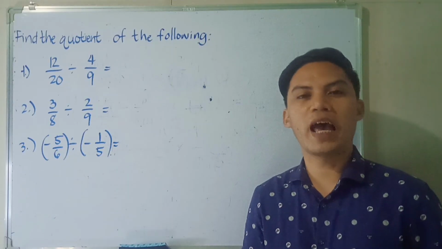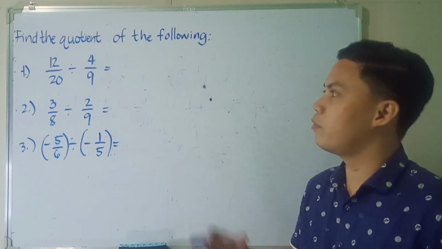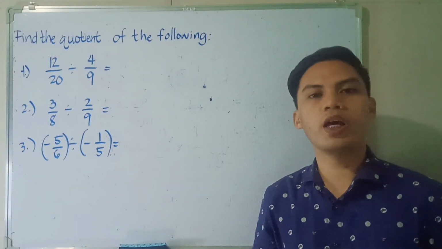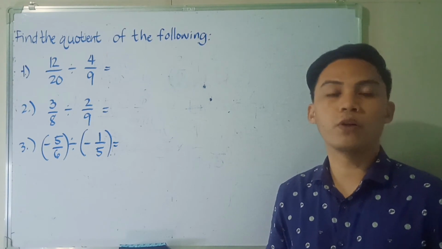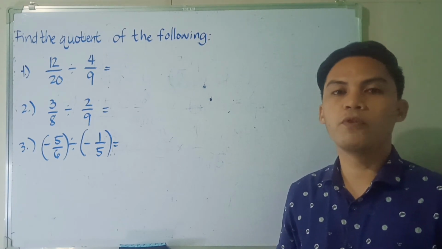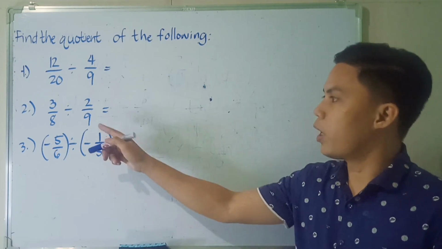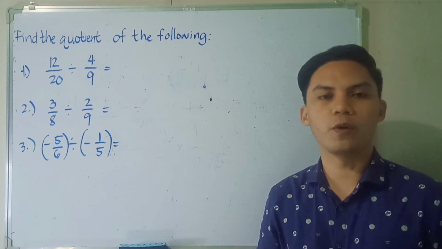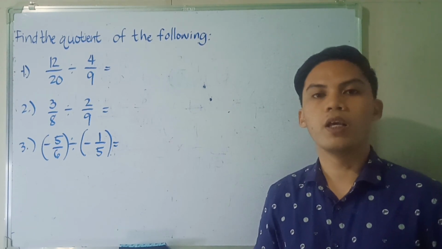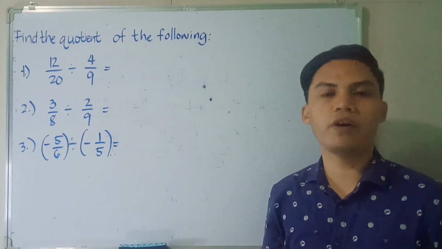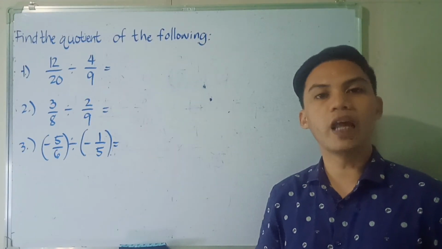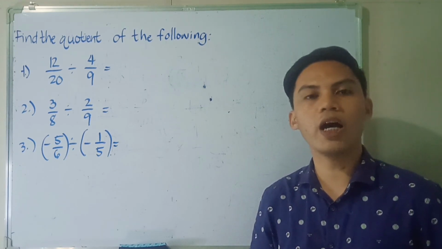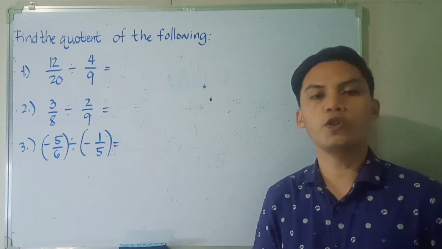Now let's have our last operation. So we have division. So we're going to find the quotient of the following. So, ano ba yung rule ng division? So, sa rule ng division, if we're going to divide fractions, before we divide, we need to get the reciprocal first of the divisor, then proceed to multiplication. So, ano ba ang ibig sabihin ng reciprocal? So, if we have 4 over 9 as our divisor, its reciprocal will be 9 over 4. So, pag sinabing reciprocal, yung numerator magiging denominator at yung denominator naman is magiging numerator.